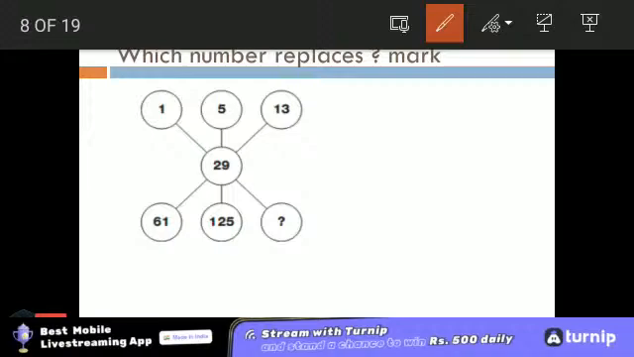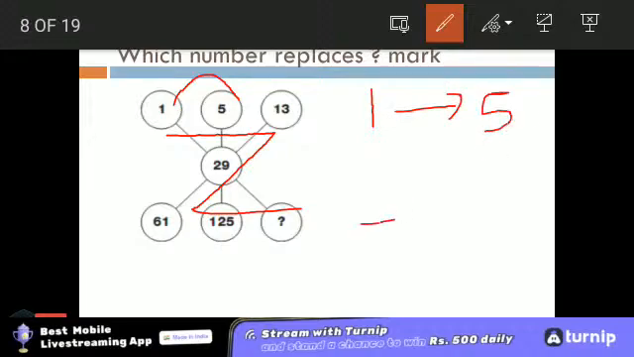Hurry up, think of it. See, think. Okay, I'll help you out. You can see that Z is getting formed. And when the Z is getting formed, just tell me, how can you get from 1 to 5 and then 5 to 13?